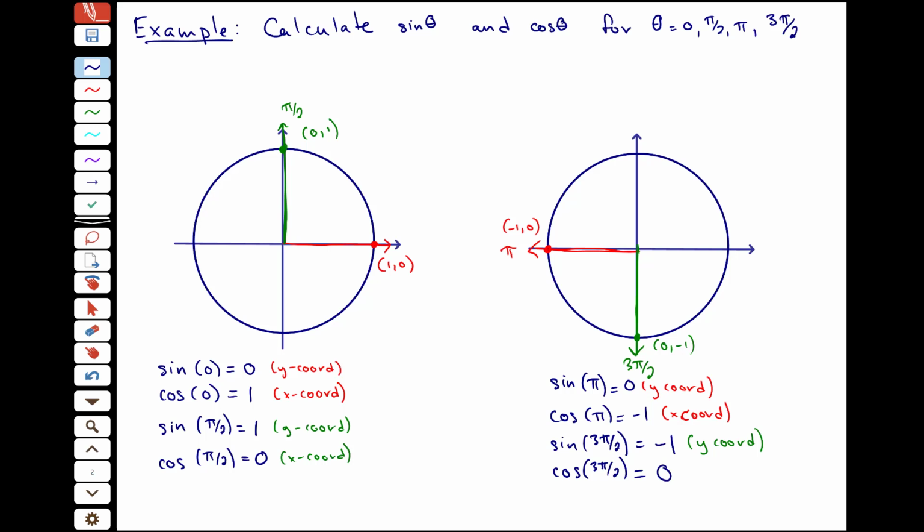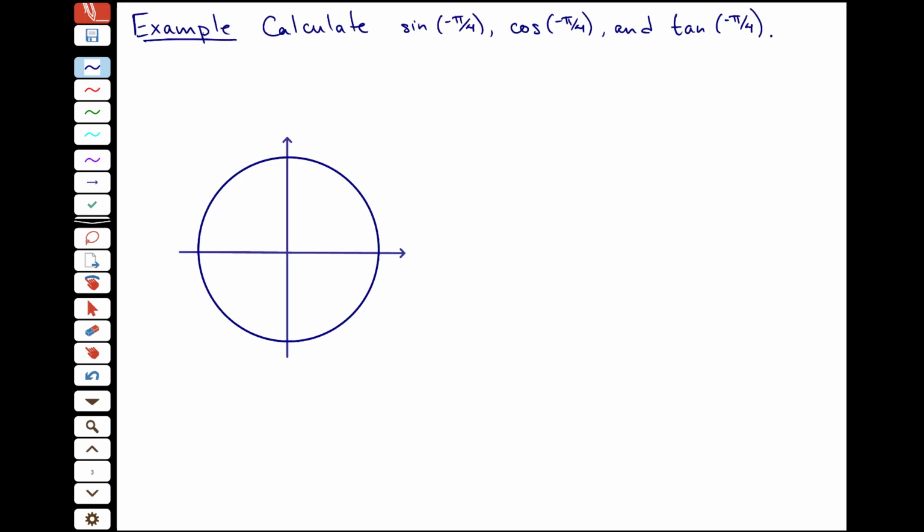So this is sine and cosine for any angle that lies on the unit axis, including any multiples of these angles. So 2 pi, 4 pi over 2, 7 pi over 2, all of these. This is how you calculate sine and cosine of those angles. So let's look at a little bit of a harder angle.